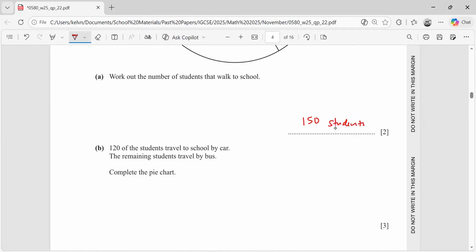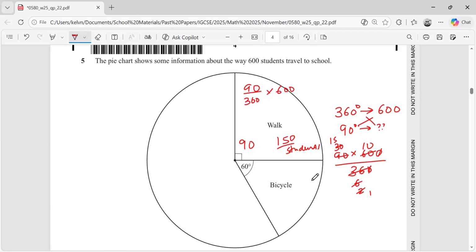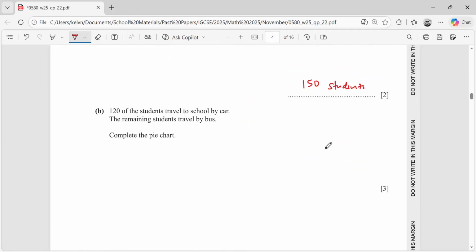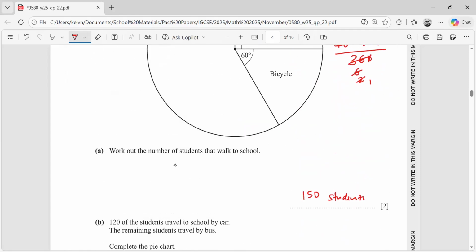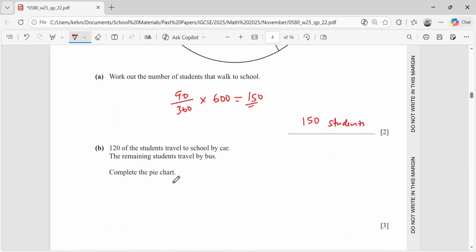So remember to write students, because here this omits the units, but anyway, I think you still get the marks. Although we should also do the calculation here, I'm sure most examiners will be able to see you did it here. So just do it here: 90 over 360 times 600. Of course, this one will give us 150, which is what we have there. Okay, so far so good.